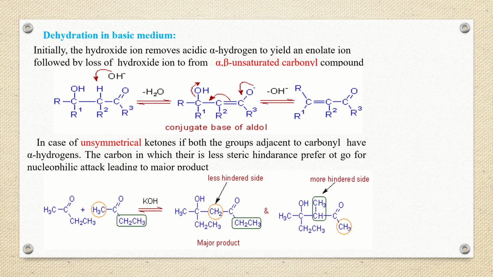Over here you have methyl group and ethyl group adjacent to the carbonyl group. So there are two chances, that is methyl group can go for a nucleophilic attack or methylene group can go for a nucleophilic attack. The methyl group is less sterically hindered, so its nucleophilic attack will lead to less sterically hindered product and that will be the major product, whereas in case of ethyl group the product obtained is highly crowded and that's why it is an unstable one and will go for a minor product formation.